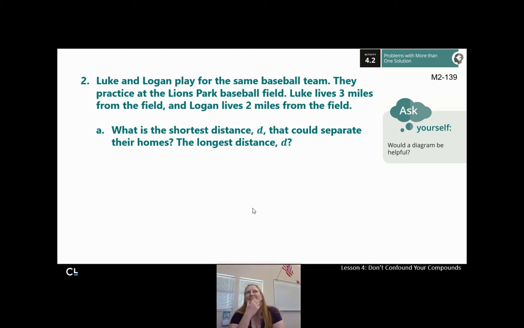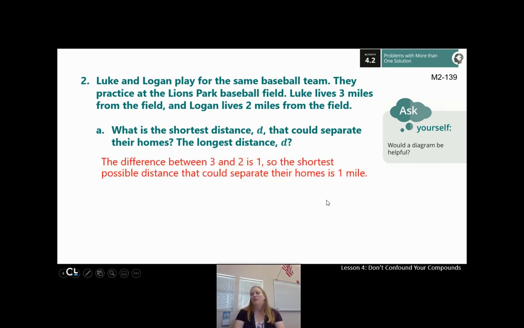Well, let's give this some thought. So if they live the same direction away from the park and Luke is 3 miles away and Logan's only 2 miles away, well, then that difference is only 1 mile. Difference between 3 and 2 is 1. So the shortest possible distance that could separate their homes is 1 mile if they're both the same direction from the park. But what if they're not?